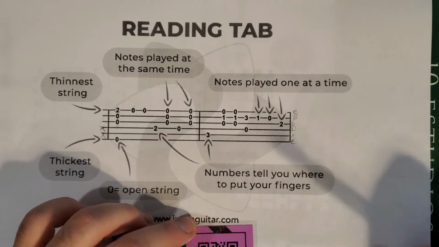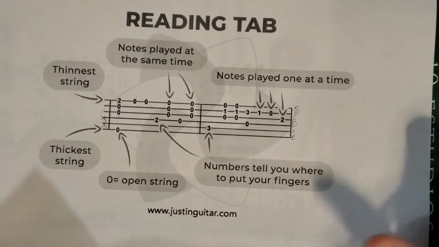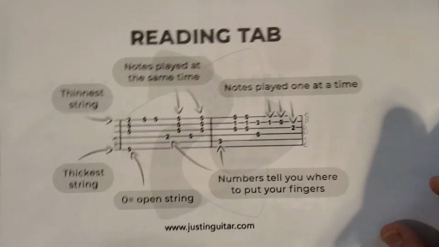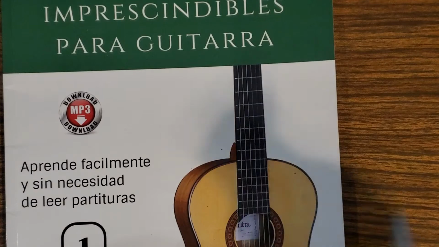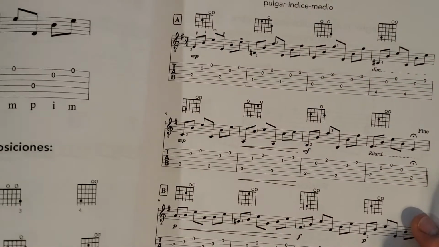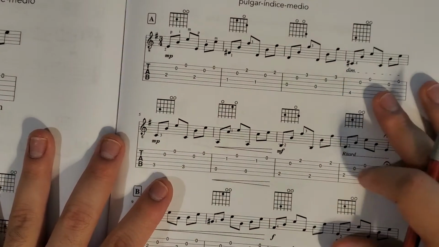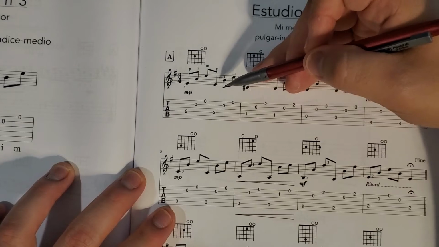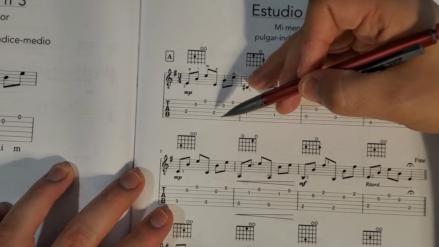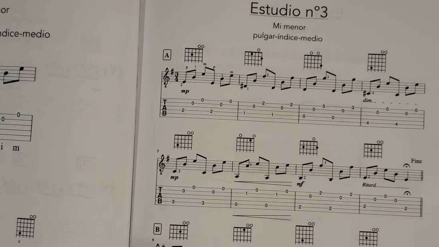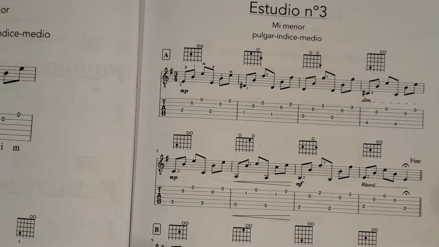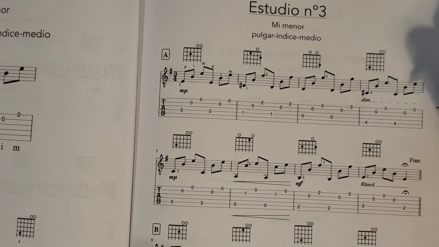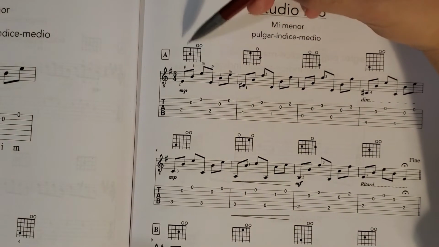Now that I've explained that to you, I want to show you guys a better example than what this one shows. I've got this book here that I use to learn my Spanish fingerpicking. It has chord boxes, it has music notation, and it has guitar tabs. So you can see the differences, but you don't necessarily need to be able to read the music notation in order to play the stuff in this book. So up here again we have a chord box.